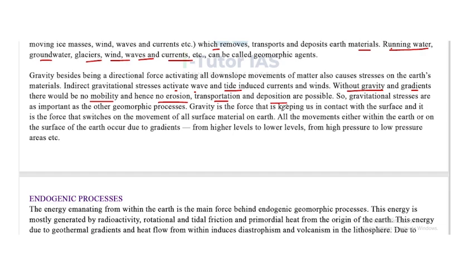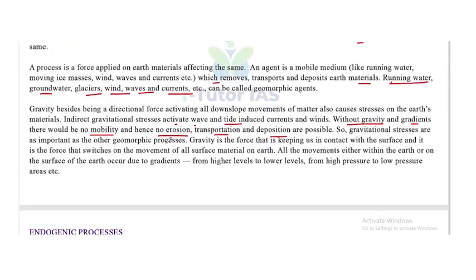Gravity is the force that is keeping us in contact with the surface, and it is the force that switches on the movement of all surface materials on the earth. All the movements either within the earth or on the surface of the earth occur due to gradients from higher levels to lower levels, from high pressure to low pressure areas, etc. So that is about the geomorphic process.